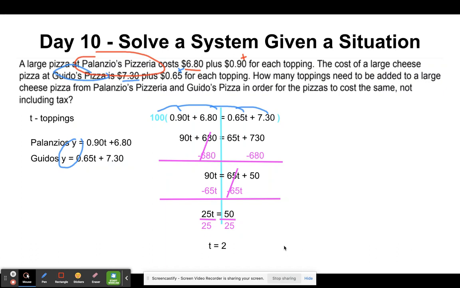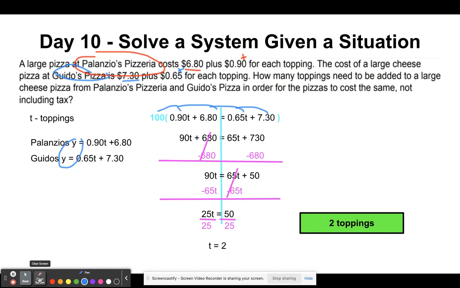And there's our answer. The answer is how many toppings are needed to make until the cost is the same? Well, just 2 toppings. It actually didn't take a whole lot to get us to that point. Okay. All right. So let's go to the next one.